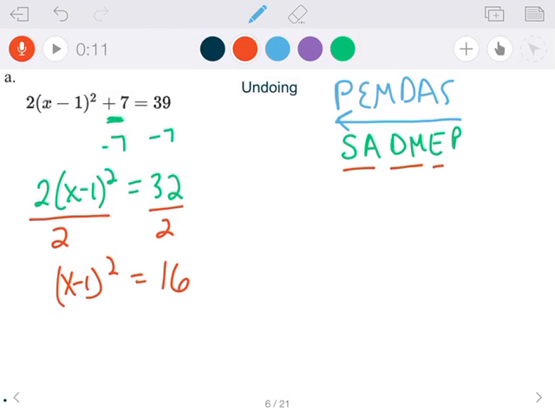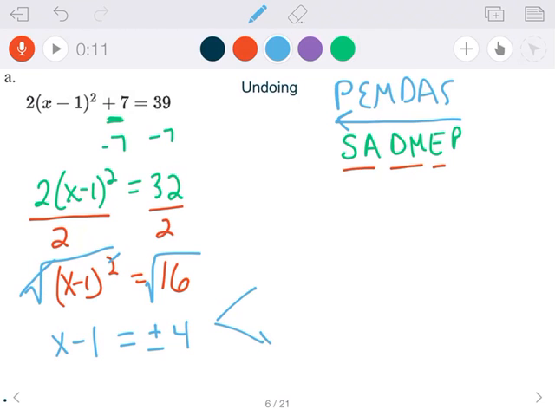And then I'm looking at the next thing. I have an exponent there. It's squared. The undo of squaring is square root. So if I take the square root of both sides, the square root and the square cancel out, so I'm left with what was inside the parentheses. And the square root of 16, because I was squaring something to get 16, I know that the square root of 16 can be plus or minus 4, because I don't know if I was squaring positive 4 or if I was squaring negative 4 to get 16. So I have 2 possible answers.